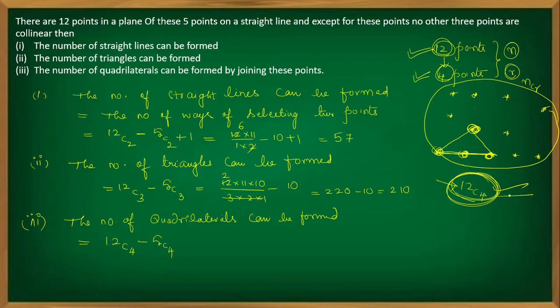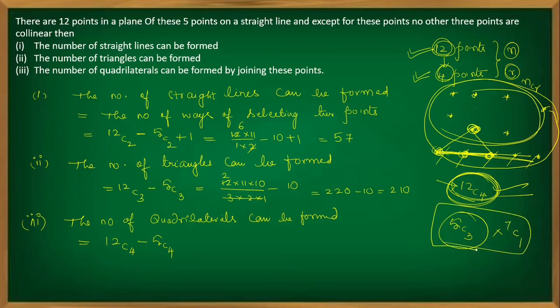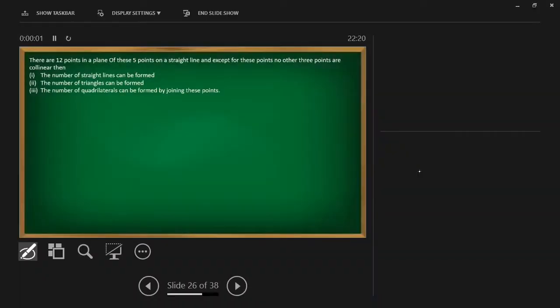If you select any 3 points from 5, how many ways can you do that? 5C3. And 1 point from the remaining 7 can be selected in 7C1 ways, which forms not a quadrilateral but a triangle, which should be excluded from 12C4.